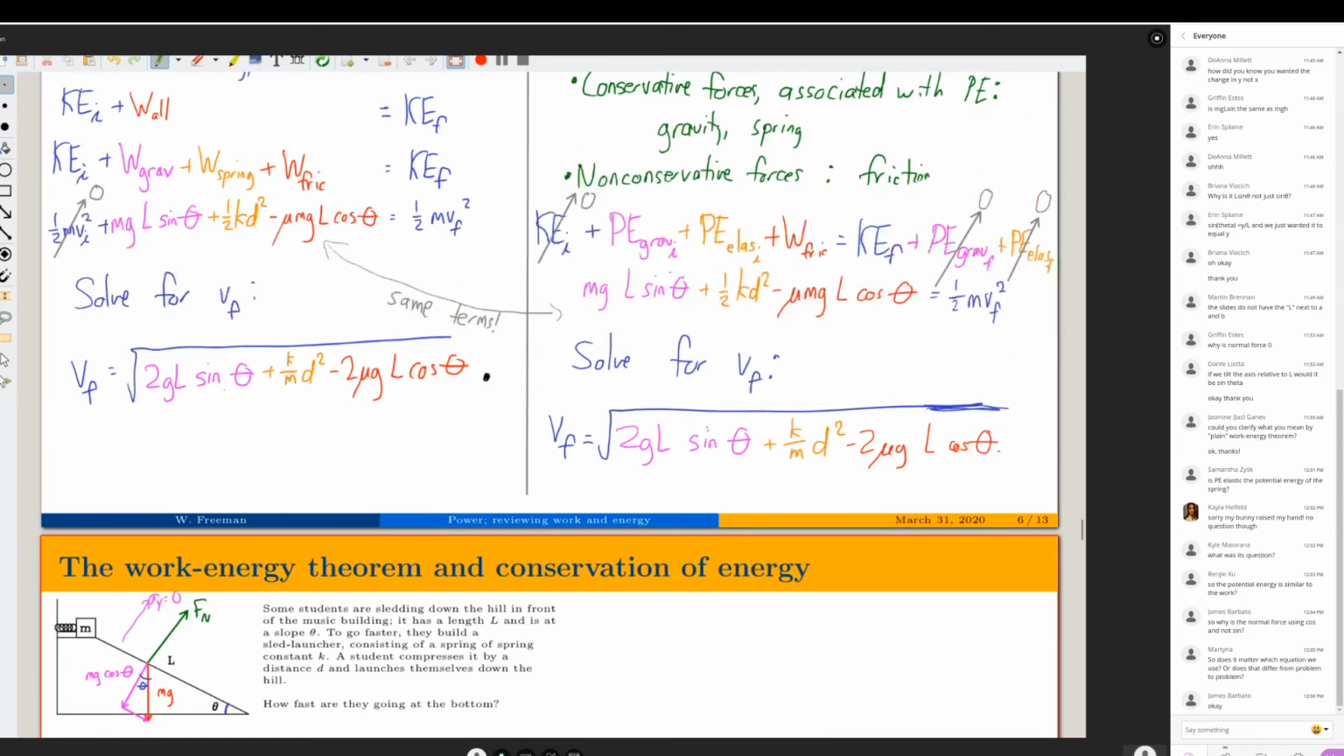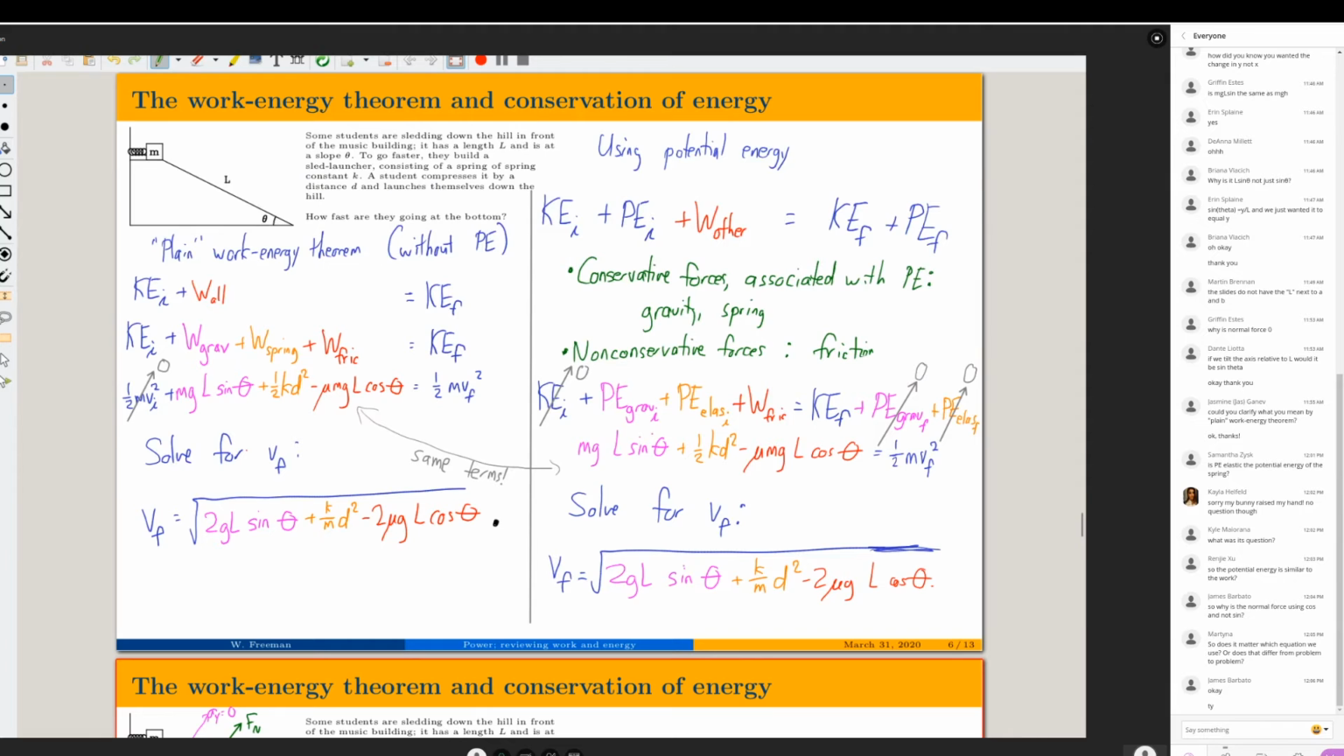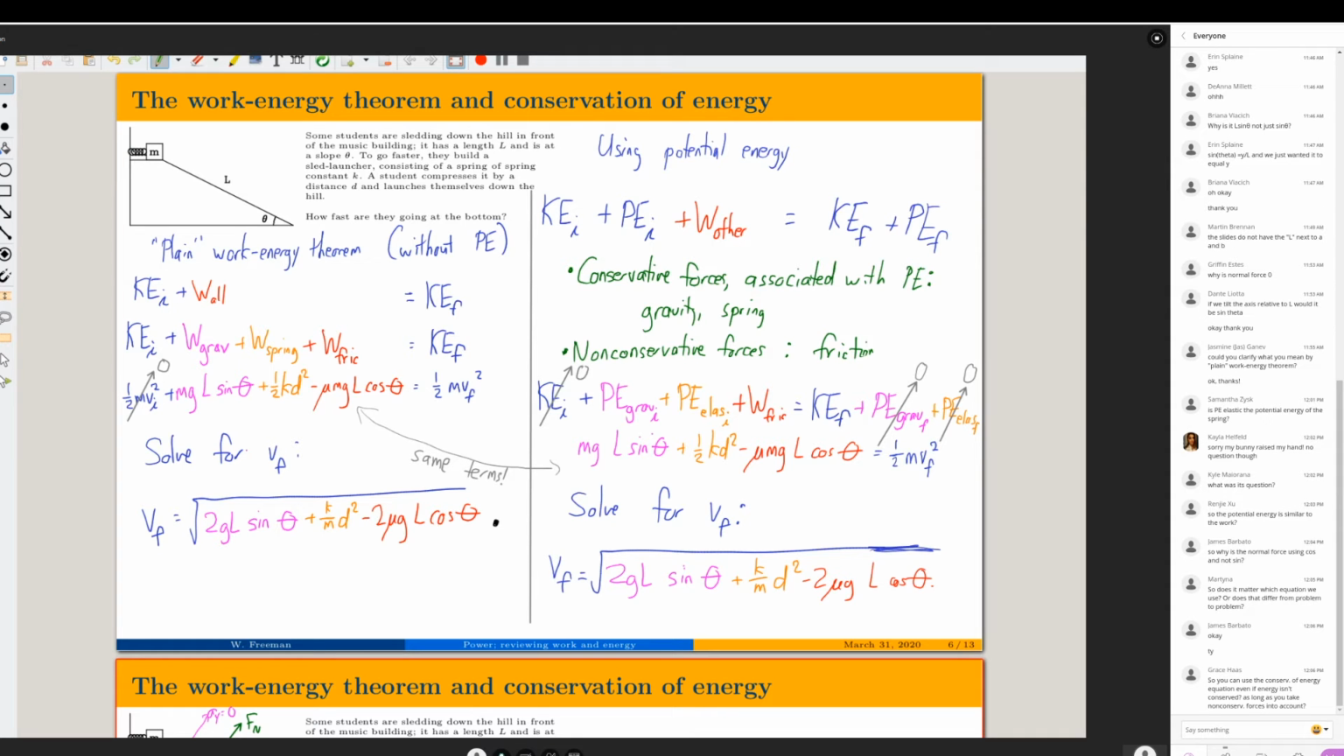Martina asks, does it matter which equation you use? No, it doesn't. Again, with each force, you can either think of it as associated with a potential energy, or you could just think about how much work it does.